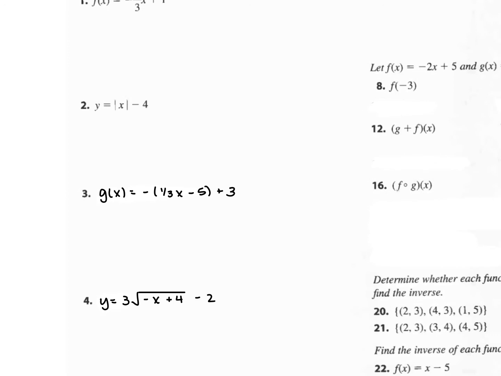We have g of x is equal to negative 1/3 (x minus 5) plus 3. The negative that's out in front deals with a reflection, and it is in front or behind, so it goes vertical. So reflecting vertically goes across your x-axis. So it's a reflection across the x-axis.